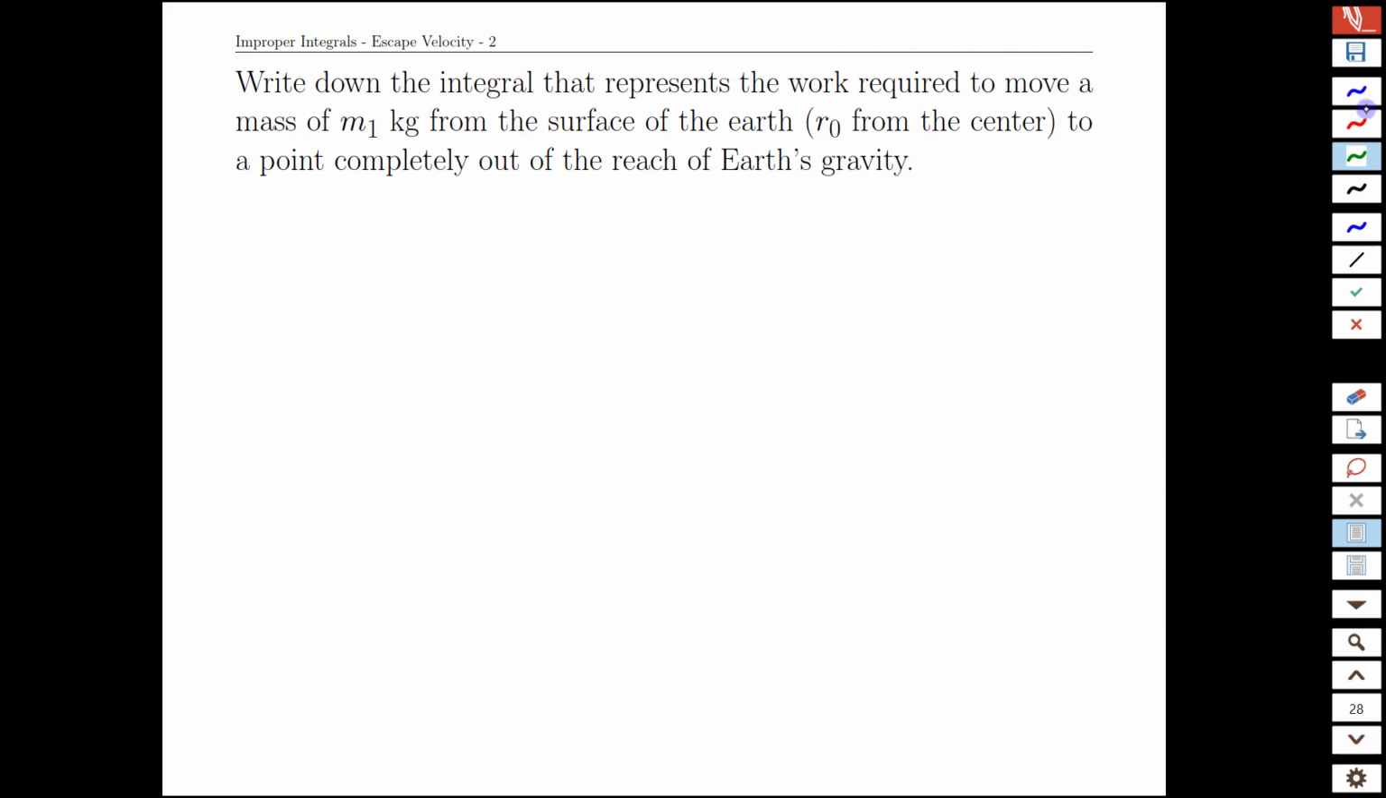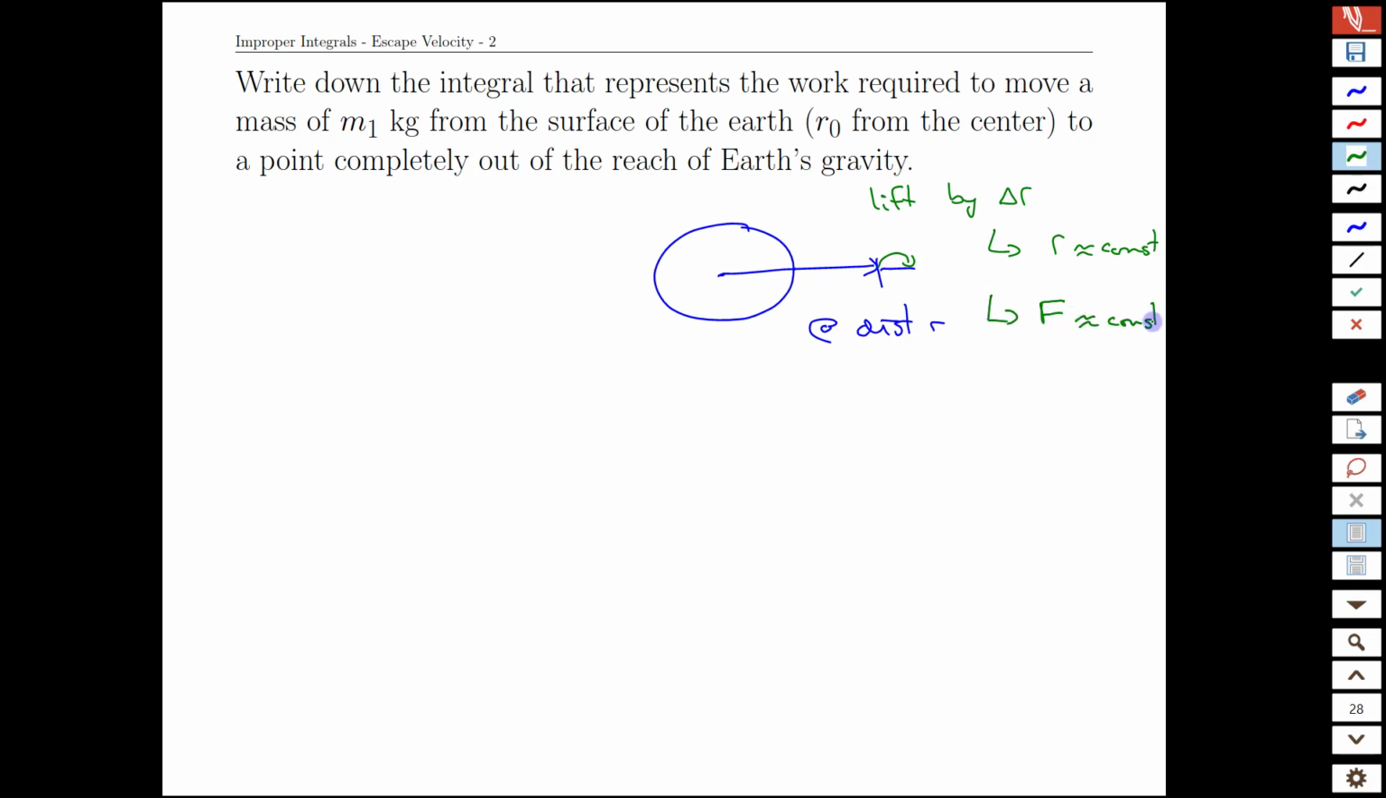So what do we do? We imagine our Earth's surface here, and what we envision is being at a distance r, and then we're going to lift by, guess what, a small amount. Guess what it's going to be called? Delta r. And if we do that, then r is approximately constant. We don't actually change it that much. And that means that our force due to gravity is approximately constant. And so we can use the force times distance formula.